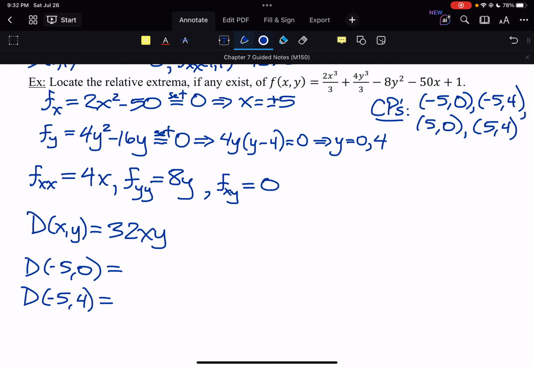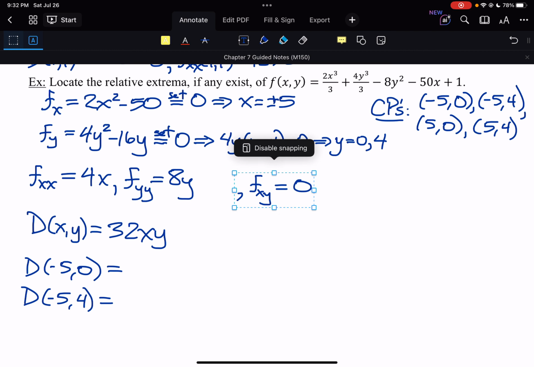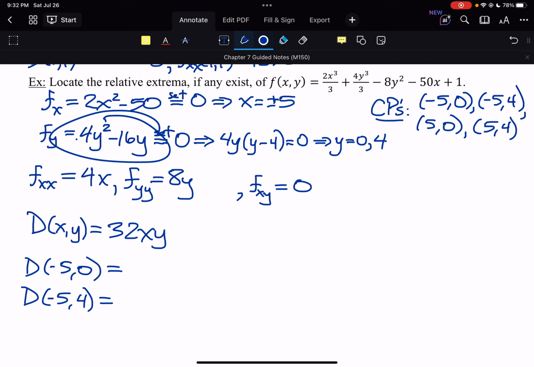Oh, did I mess something up? I did mess something up, didn't I? Have you been shouting at me through your screen? Oh, wait, this isn't working. So fyy, that's 8y minus 16. There we go. Minus 16 in there. So when we multiply these two, we get 32xy minus 64x.